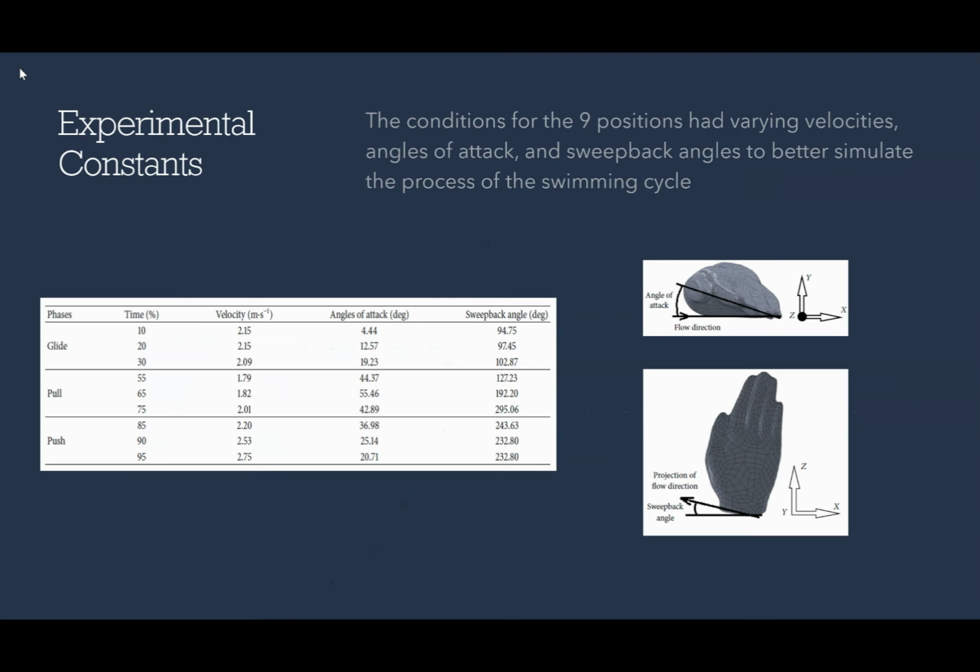These conditions for the 9 positions had varying velocities, angles of attack, and sweep-back angles to better simulate the process of the swimming cycle. These parameters were observed from an experimental study regarding a real swimmer's stroke cycle. In the table and figures shown, you can see how each parameter changes throughout the swimming cycle and understand the angle of attack and sweep-back angle.